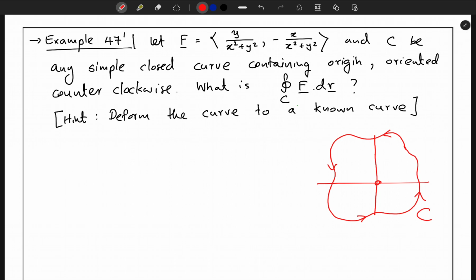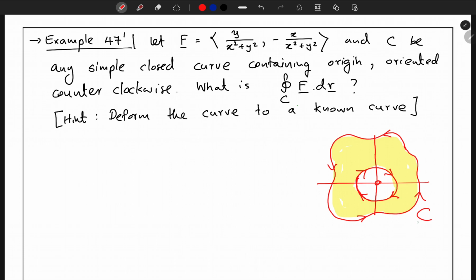Deform means change the curve. So let me change the curve into a nice, let's say unit circle. And now this region is a nice region with a single hole in it. We can use Green's theorem inside this region, or the modified version of Green's theorem. Now the outer boundary is counterclockwise, inner boundary is clockwise.